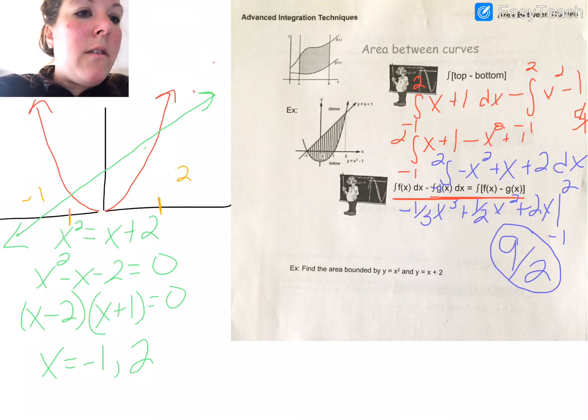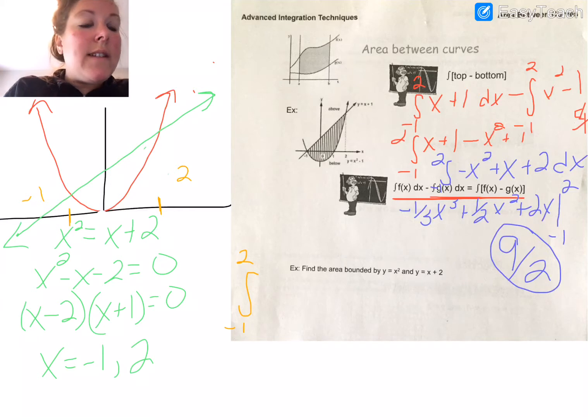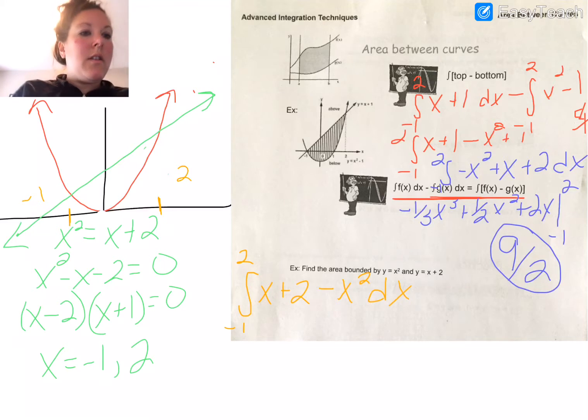So, integral from -1 to 2. From my drawing, I can tell that the linear function is on top, so I write that one down first, and then I subtract out the bottom function. Now what I want you to do is rewrite that in standard form. I kind of like things to be in standard form, but that's me. And then do the integration and then the calculation.